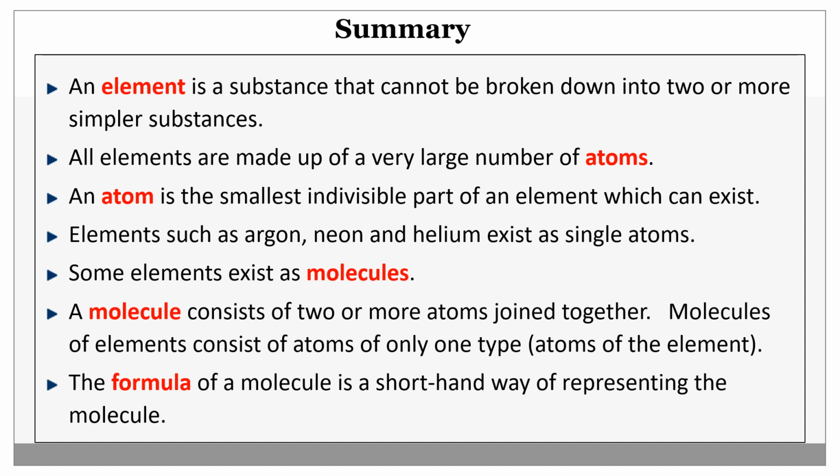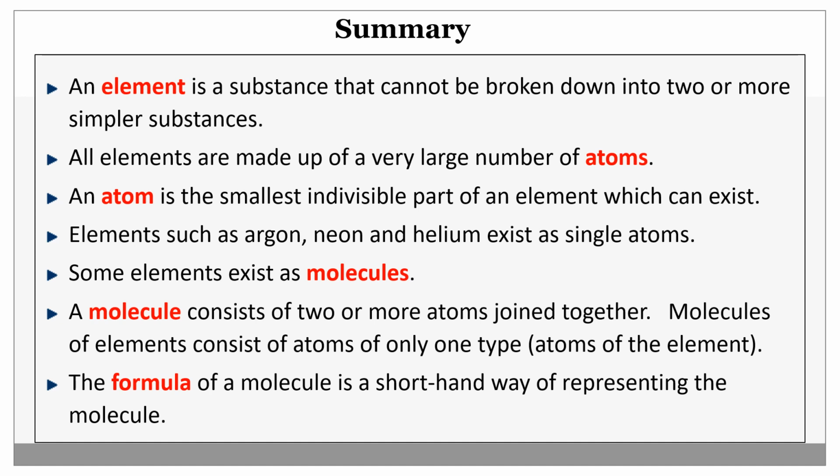Well, students, we have reached the end of today's lesson. Let us summarize what we have seen in today's lesson. An element is a substance that cannot be broken down into two or more simpler substances. All elements are made up of a very large number of atoms. An atom is the smallest indivisible part of an element which can exist.